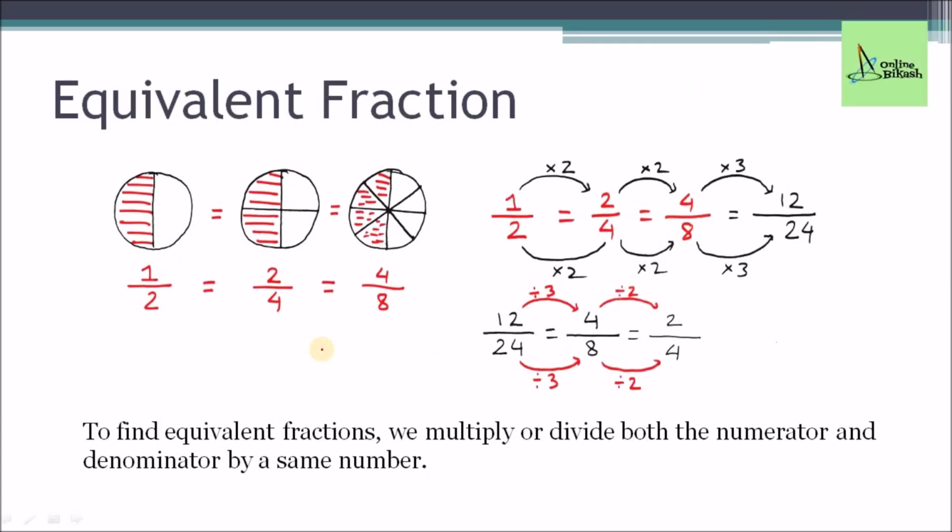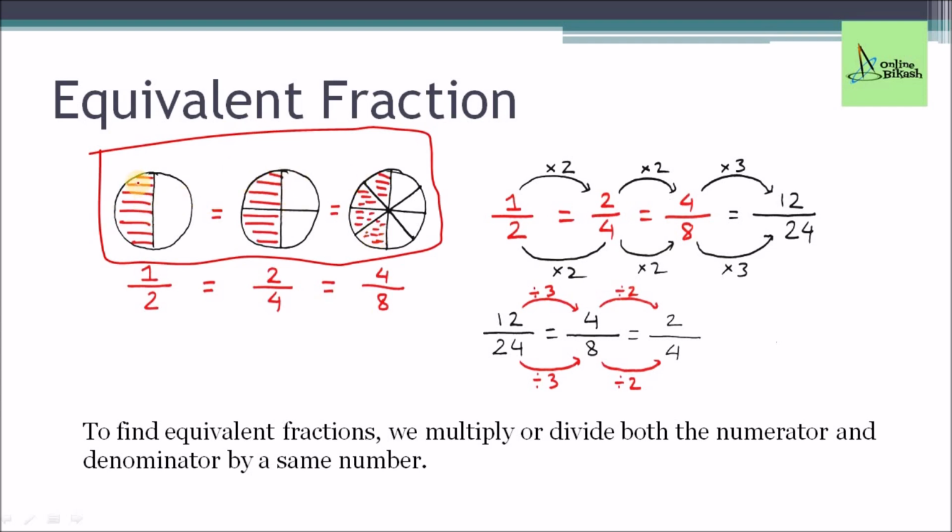Now equivalent fraction. First you see these figures. In this figure you will notice that the first figure I have drawn is 1 by 2, yes or no? And in the second figure the shaded region will be 2 by 4. And in the third figure, 1, 2, 3, 4, 4 parts out of these 8 parts are shaded, so that's why it is 4 by 8. But did you notice all are same, yes or no?